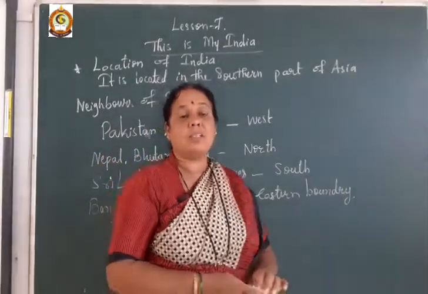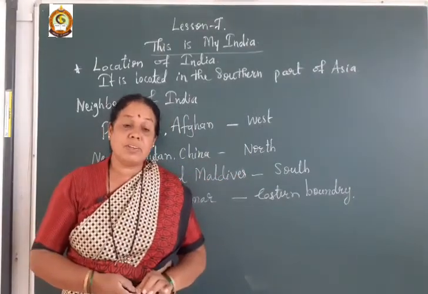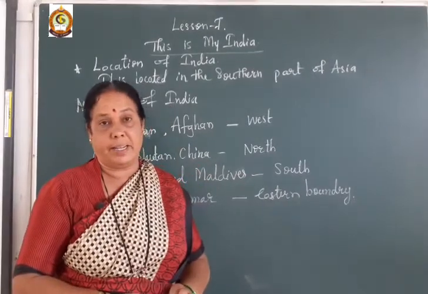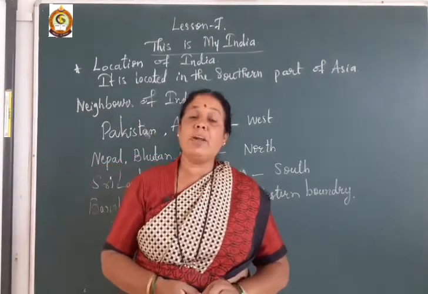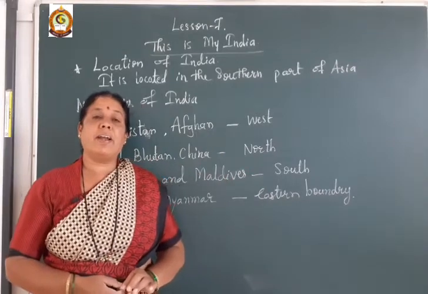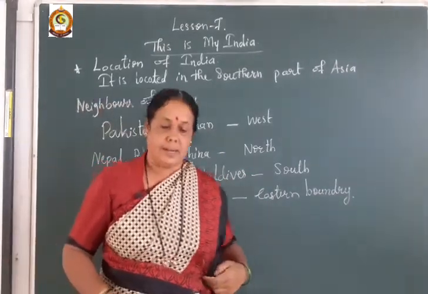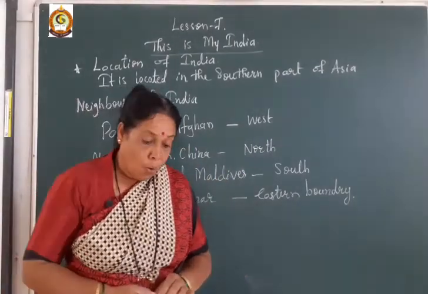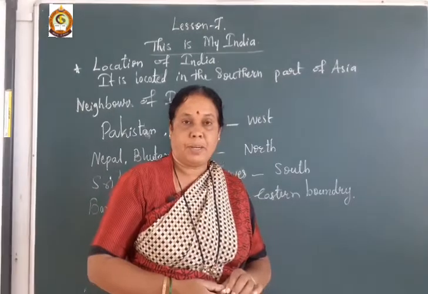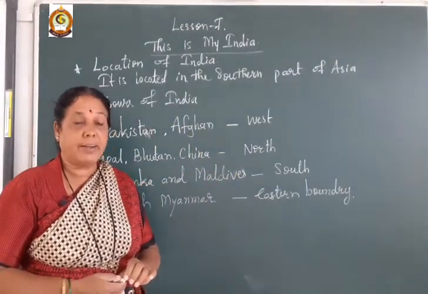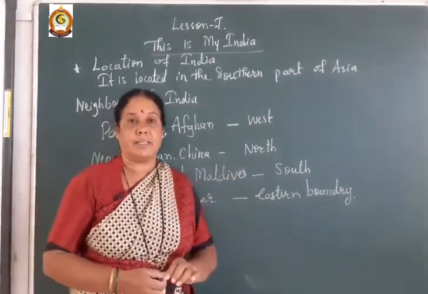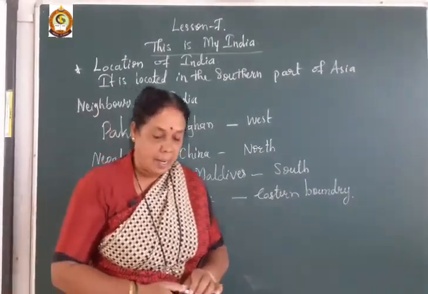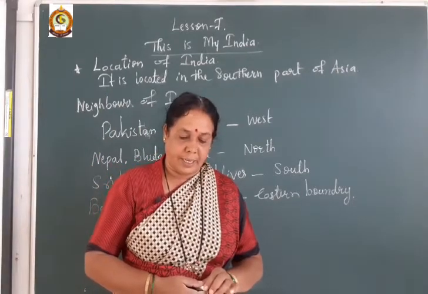Dear student, after this we are learning about political divisions of India. India is divided into states and union territories. Understand? These are the political divisions of India. Here every state and union territory has its own capital city. Understand, dear student? And every state and union territory has its own capital city.